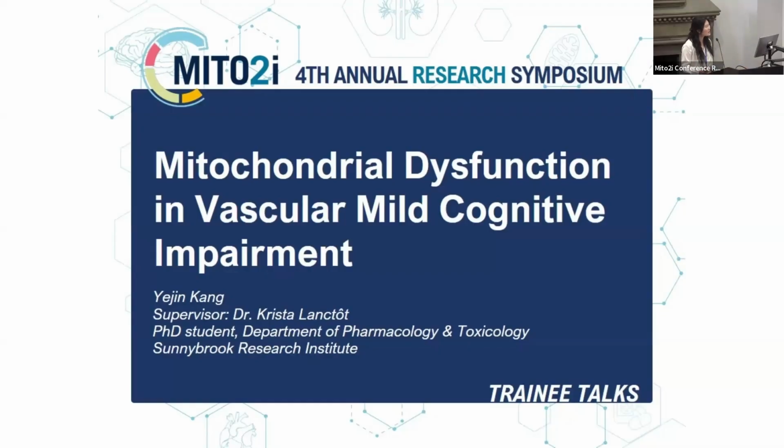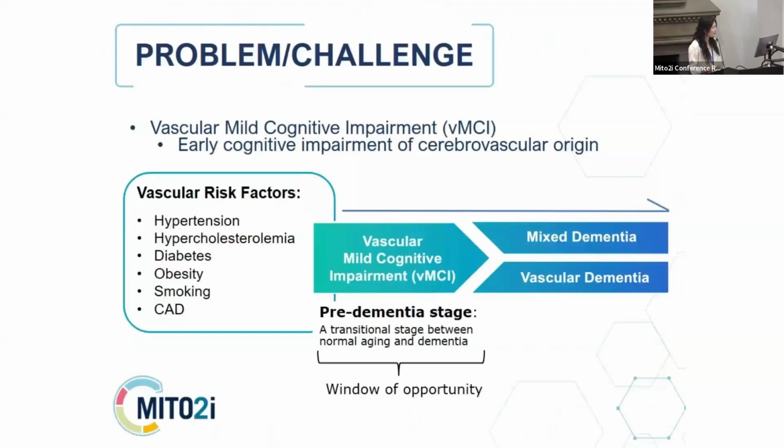I've learned so much. So my project focuses on investigating mitochondrial dysfunctions in vascular mild cognitive impairment. Vascular mild cognitive impairment is cognitive impairment of cerebrovascular origins such as hypertension, hypercholesterolemia, diabetes, and so on.